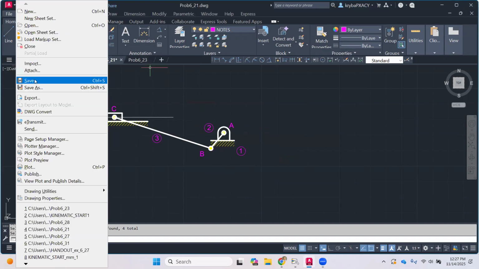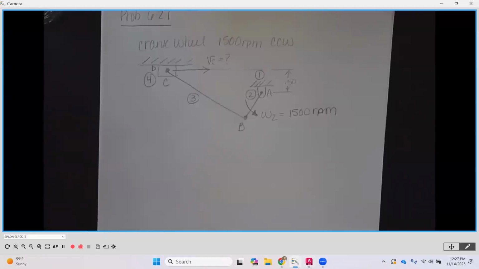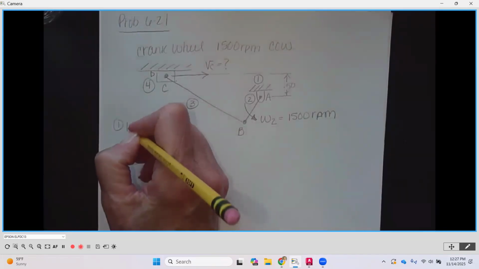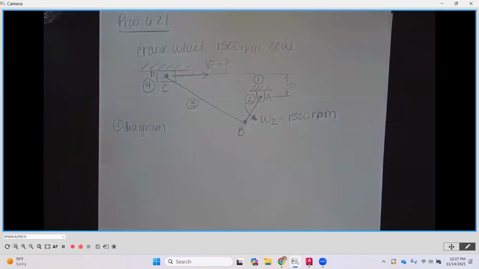So I'm just going to do a quick file save. And I'm going to go back underneath our camera. So we've got our kinematic diagram all set, which is always step number one. So diagram, right? Diagram and making sure that it's nice and accurate.